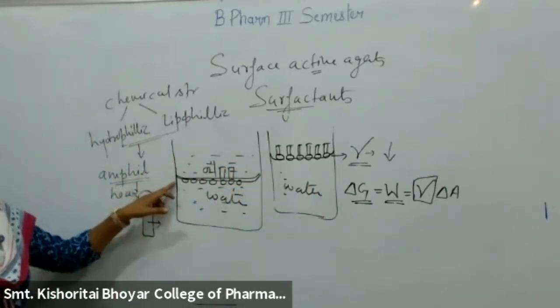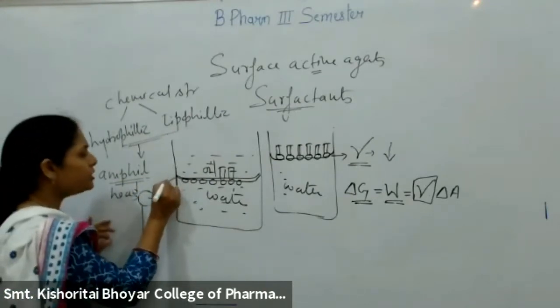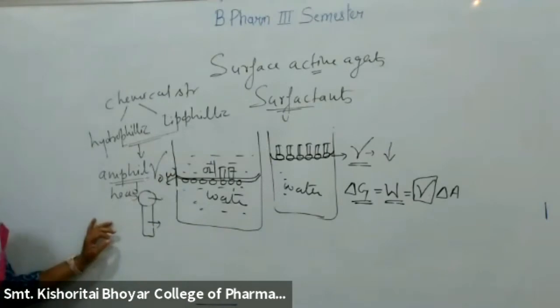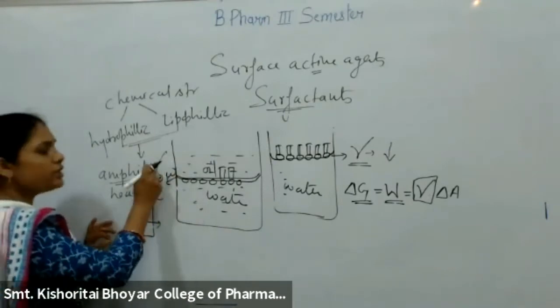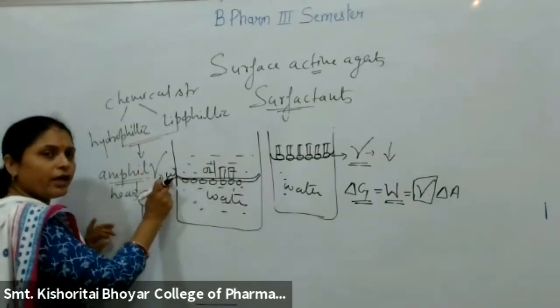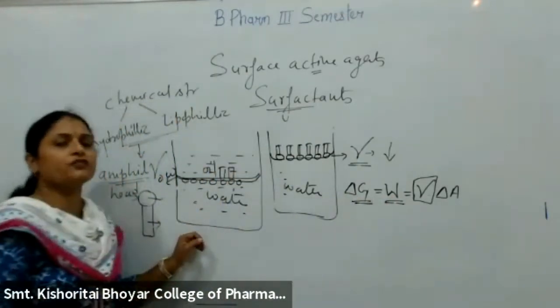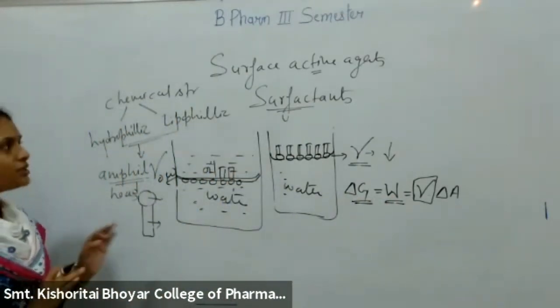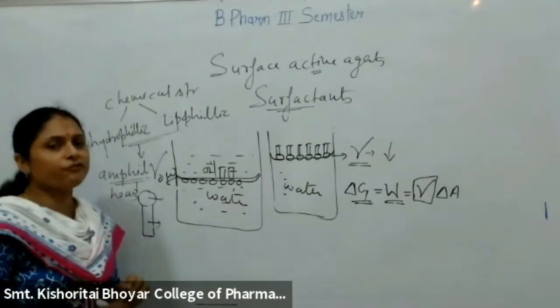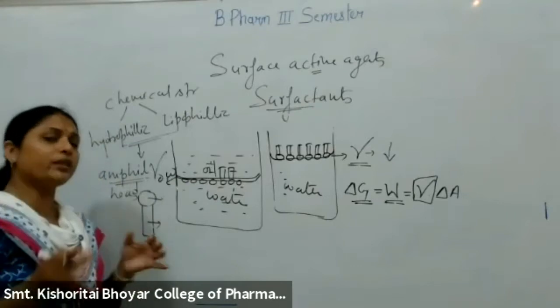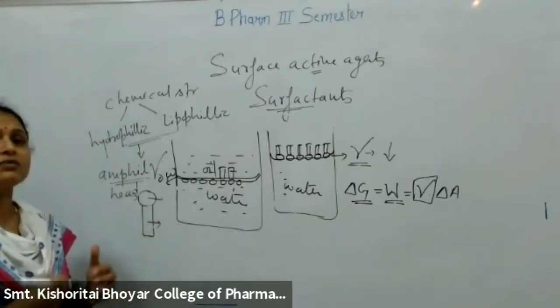When it is adsorbing at the interface, definitely this will reduce the interfacial tension between oil and water, and similarly this will decrease the surface free energy. So this is about the surfactants or surface active agents. Now what are actually surface active agents? When they adsorb, how do the groups change?